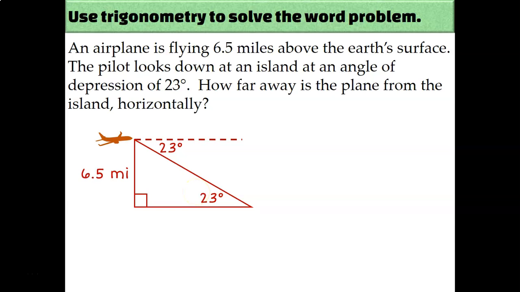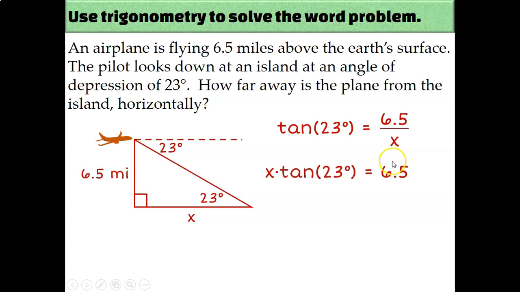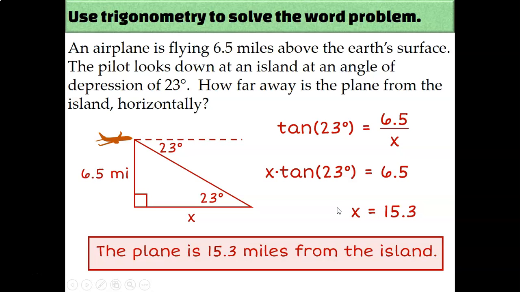And the problem is asking us to calculate the distance from the plane to the island, which is over here at the tip of this triangle. How far are they apart horizontally? So that would be this measurement right here. In relationship to the 23-degree angle, x is adjacent and 6.5 is opposite. So I'm going to use tangent to solve. The tangent of 23 degrees is equal to 6.5 over x. I need to multiply both sides by x, and then divide both sides by the tangent of 23, and I find out that the plane is approximately 15.3 miles horizontally from the island.